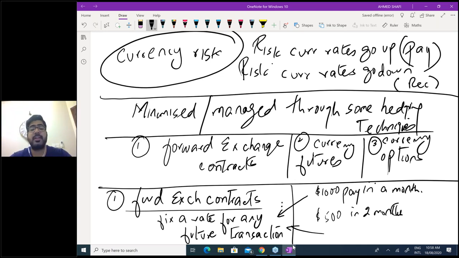Like you have to pay a huge amount to ACCA in examination fees, and you are afraid that the GBP rates may go up. You can arrange a forward exchange contract, a fixed rate, with any money changer, bank, or financial institution, which prevents you from this.